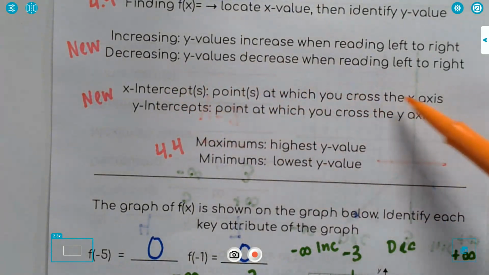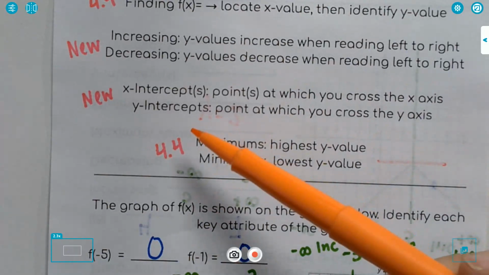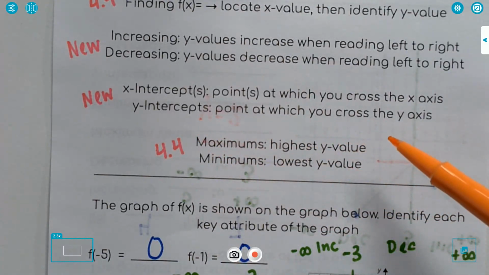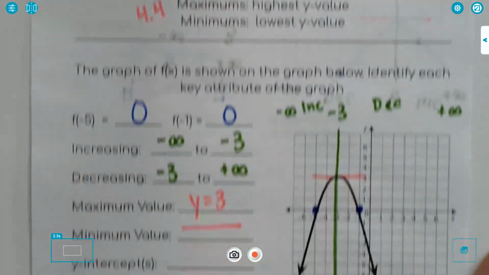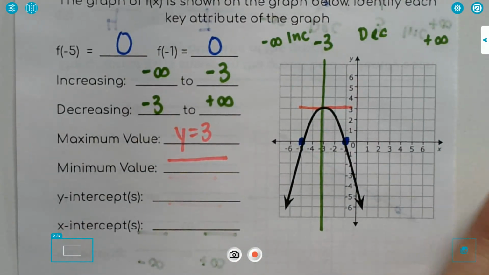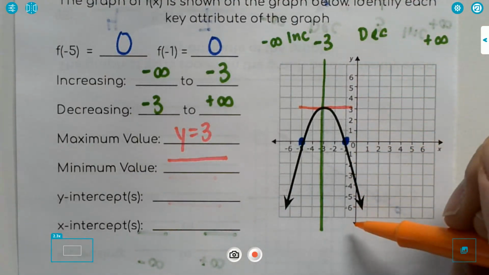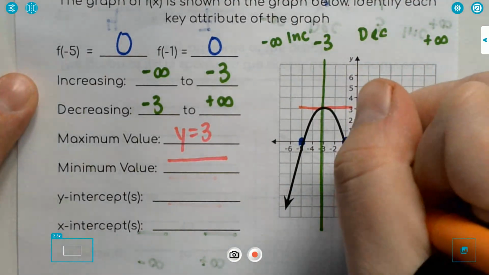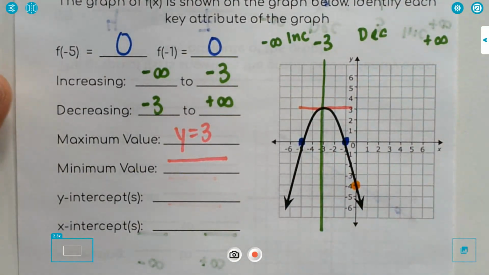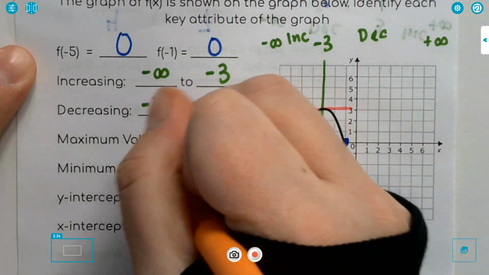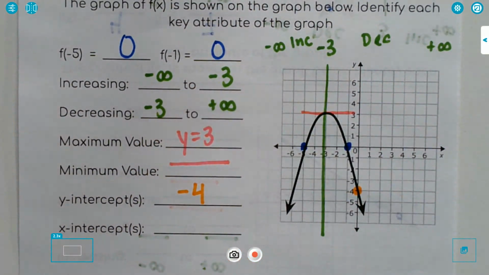X-intercepts are points at which you cross the x-axis. Y-intercepts are points at which you cross, crazy, the y-axis, okay? So where do we cross the x-axis? Where do we cross the y-axis? So moving down here, I have y-intercepts listed first. This is my y-axis, and I'm going to see if I cross it anywhere. It looks like I cross it right here at -4. So we're going to write that down, and that's literally it.